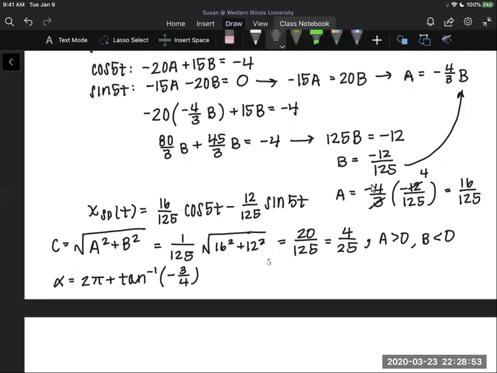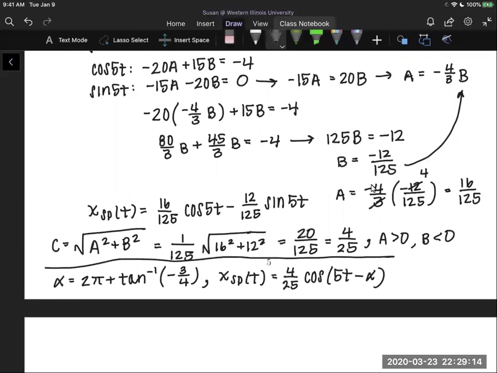And so then finally, I say that my steady periodic function is my C value, 4 over 25, cosine of 5t, we still keep the same weight in between there, and then I'm just going to write minus alpha, where I'll include alpha in my final answer here. All right, and so that concludes this first example, problem number 8, finding the steady periodic function.